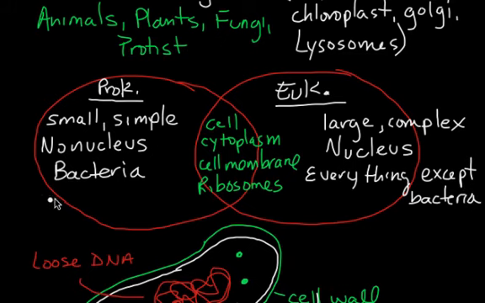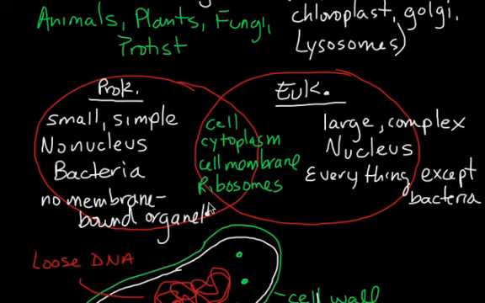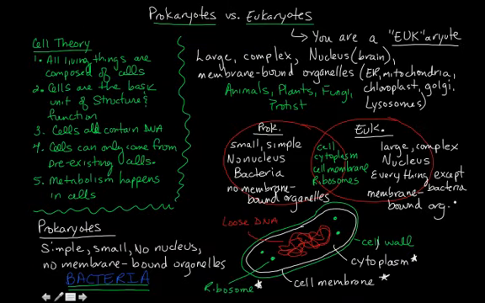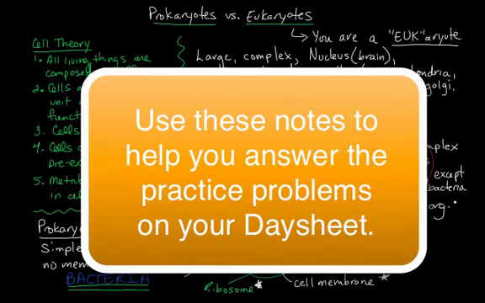And then lastly, we can say no membrane-bound organelles for our prokaryotes, and then for our eukaryotes, we can say that they definitely have membrane-bound organelles. All right, so those are all the big ticket items that you need to know comparing and contrasting prokaryotes versus eukaryotes. If you have any questions, let me know.